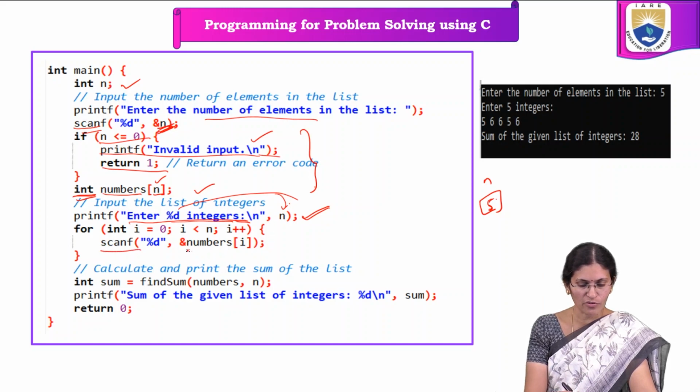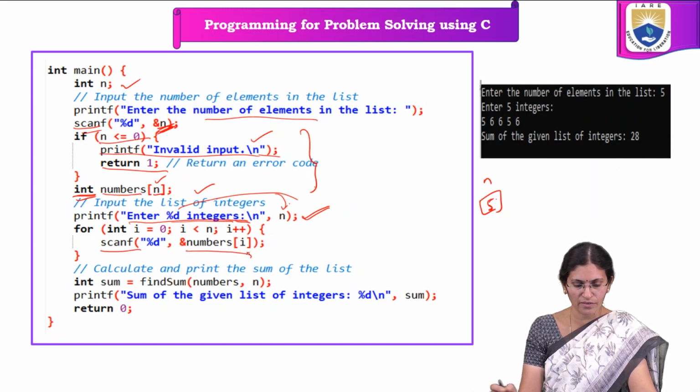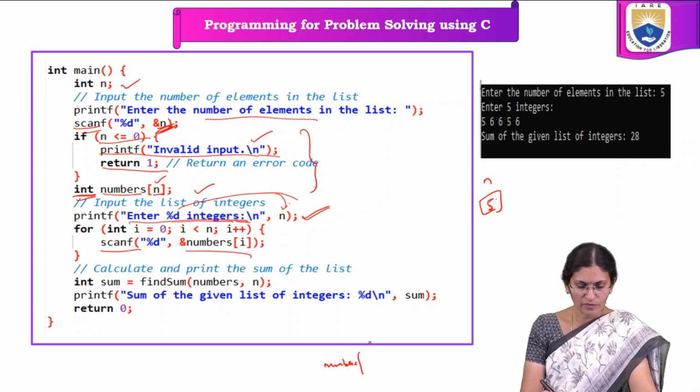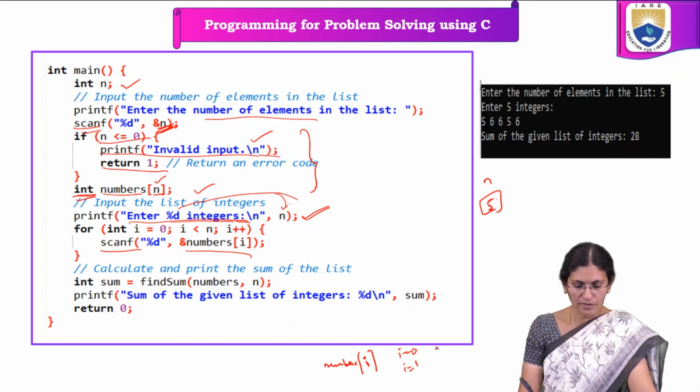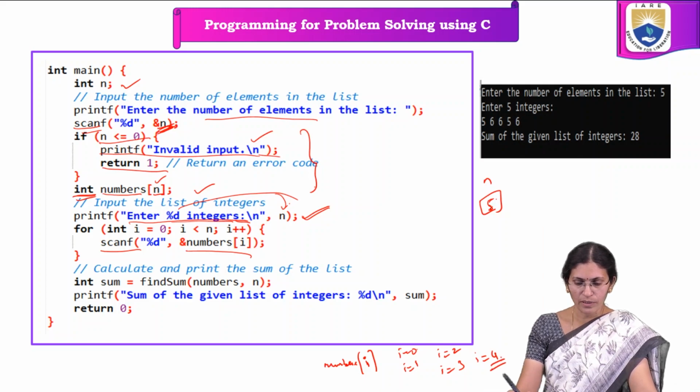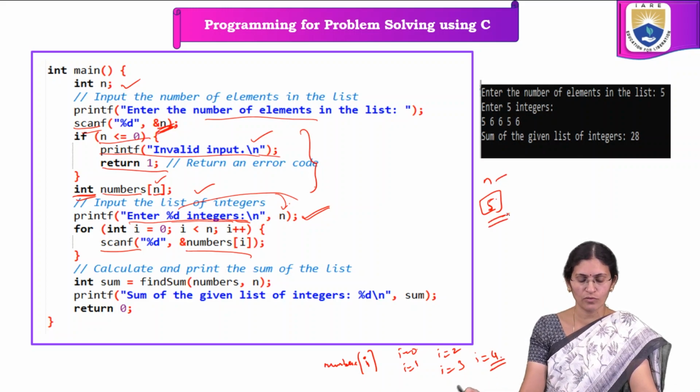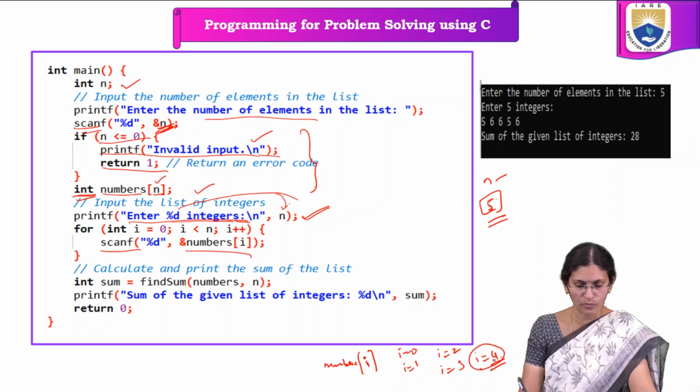Each element is stored at a particular address. Numbers is the name of the array, and in order to access each element of the array, we have the looping variable i, where the i value changes from i is equal to 0, i is equal to 1, i is equal to 2, i is equal to 3, and i is equal to 4. The last index will be n minus 1.